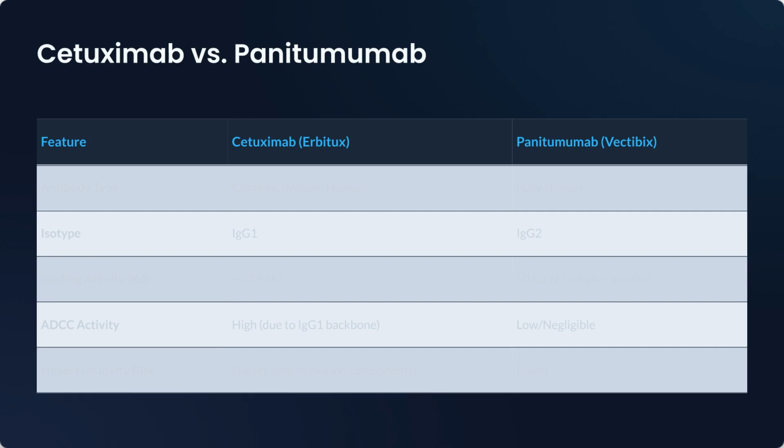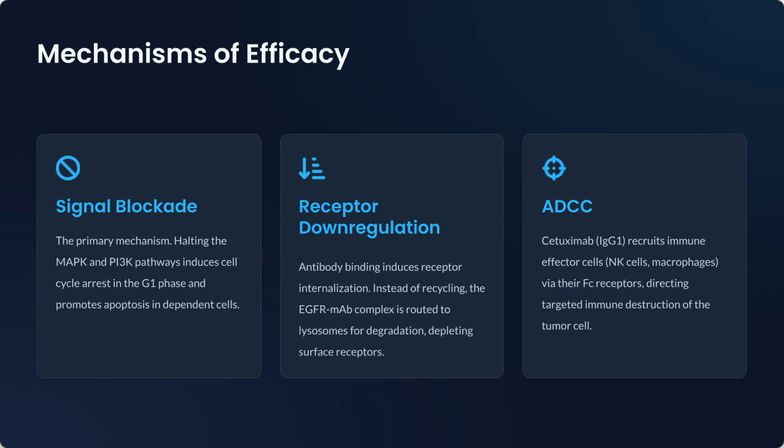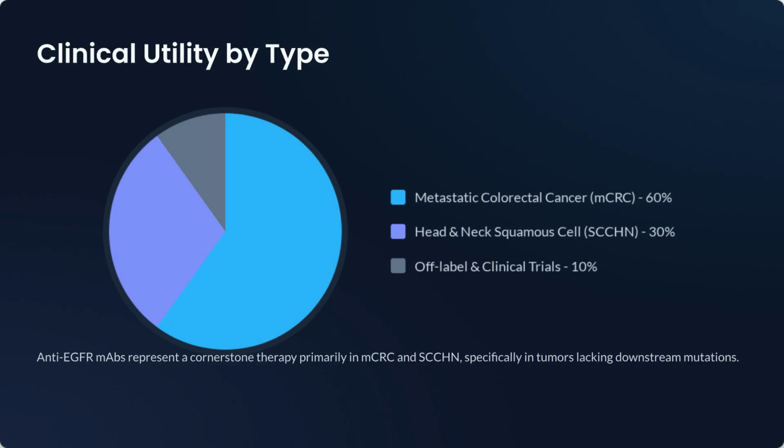Cetuximab is a chimeric IgG1 antibody with high ADCC activity, while panitumumab is a fully human IgG2 antibody with lower ADCC activity but higher binding affinity. The efficacy of these antibodies relies on three key mechanisms: signal blockade, receptor downregulation, and antibody-dependent cell-mediated cytotoxicity, known as ADCC. Anti-EGFR mAbs are critical cornerstone therapies for metastatic colorectal cancer, accounting for 60% of their clinical utility, and head and neck squamous cell cancer, accounting for 30%.